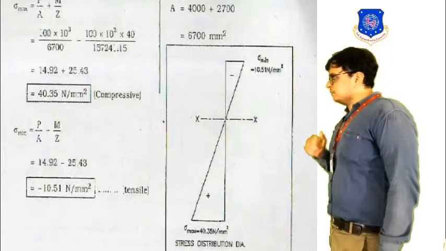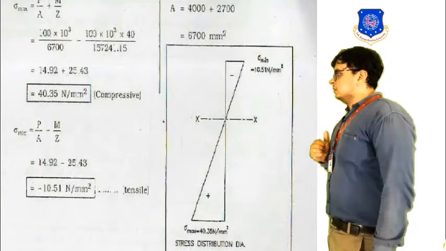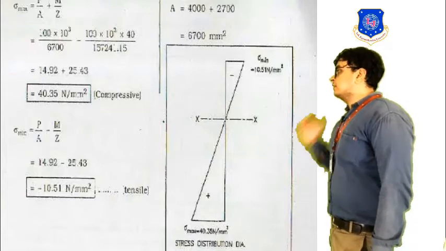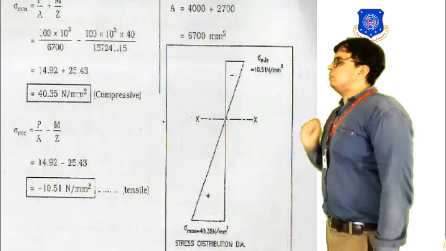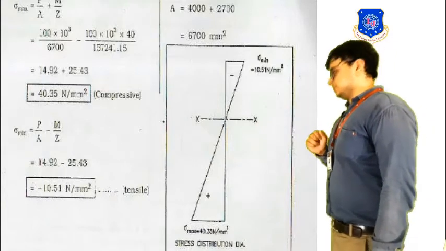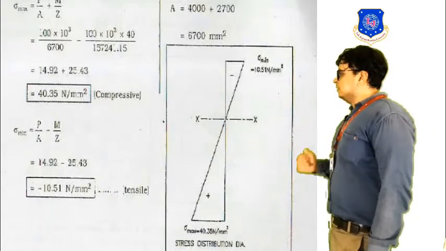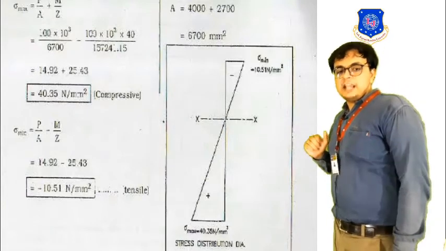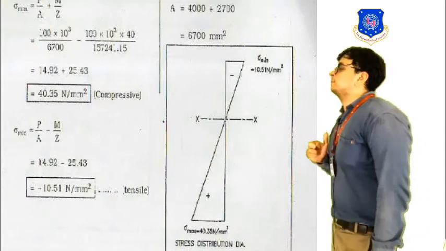So, the stress diagram we need to draw. Here we have drawn it. We can say that at the bottom it will be having the compression, and slowly as we move towards the top, it will convert into tension. So at the bottom we have the compression, and the compression value that we are getting is 40.35 Newton per mm square.